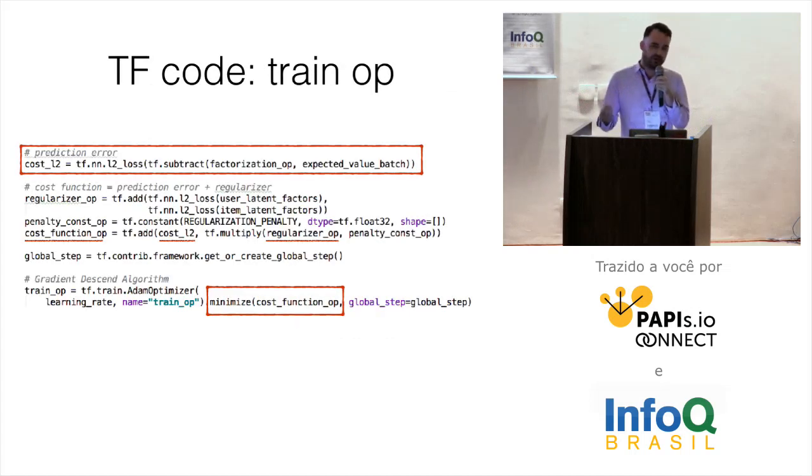The training operation is like that. We calculate the error, which is the difference between the time on page in the training set and the predicted value, and pass this cost function to the gradient descent algorithm to minimize it, adjusting the latent factor values for items and users. So this is one interesting flavor of collaborative filtering that scales well.